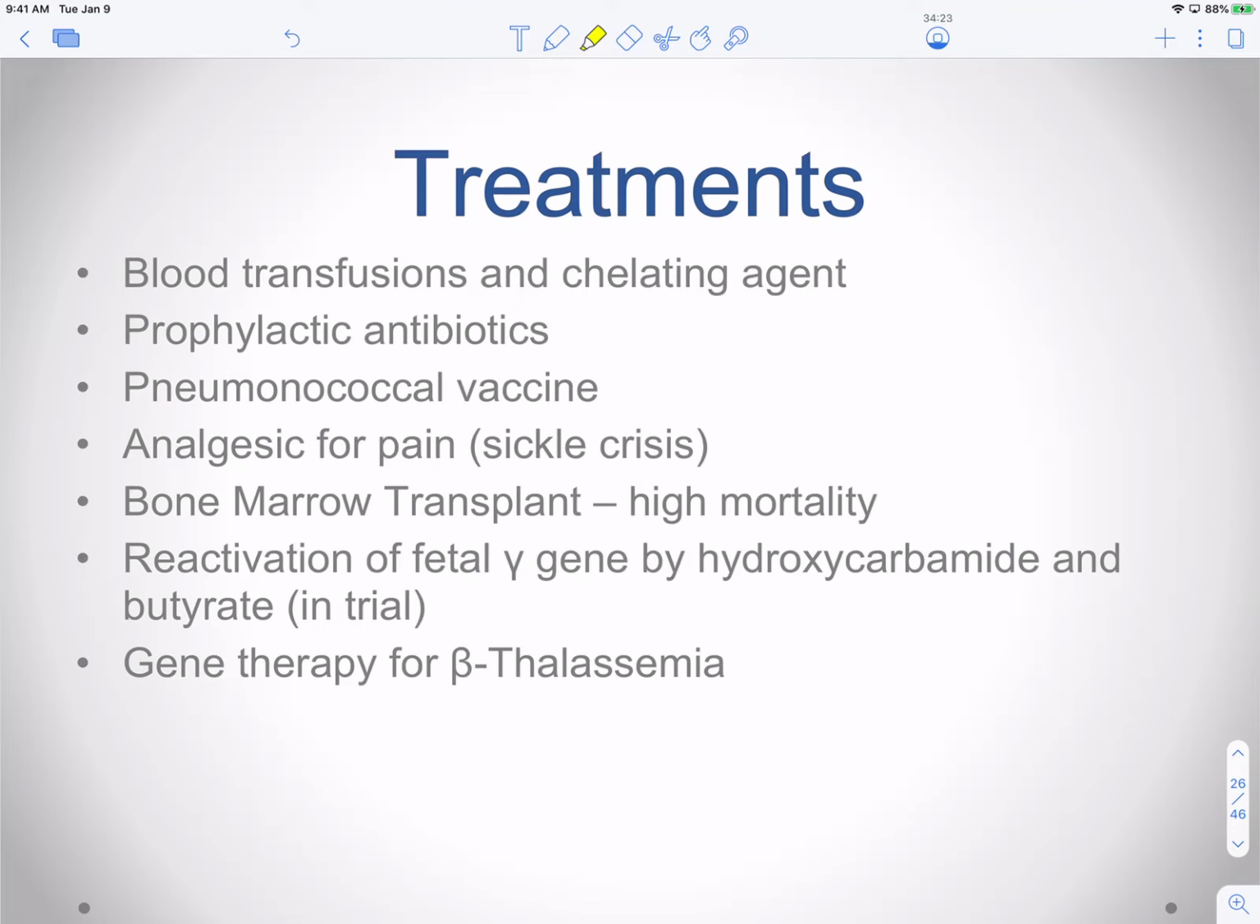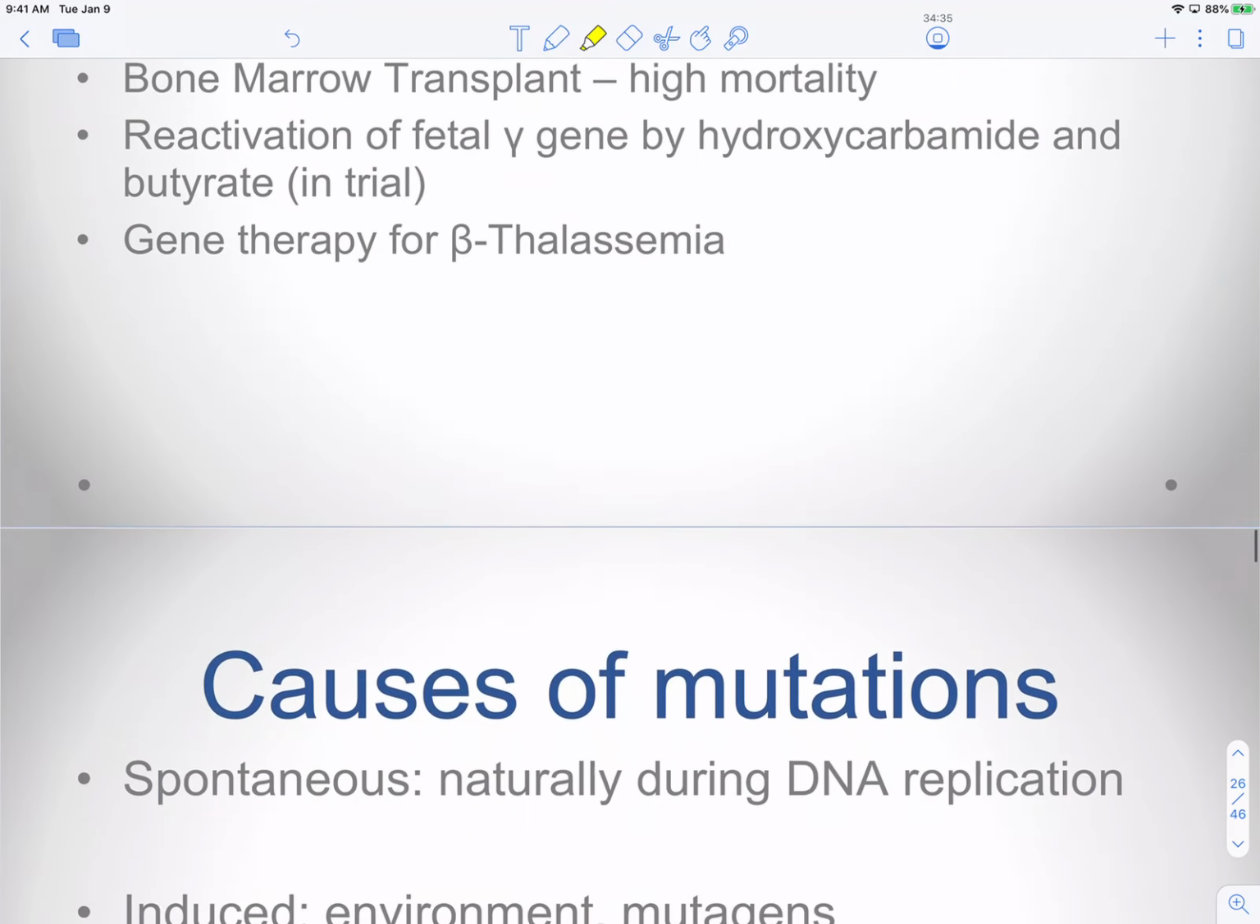There are some drugs that are being developed to target fetal hemoglobin, to try to reactivate, for example, that gamma gene. And also there is some gene therapy for beta thalassemia.